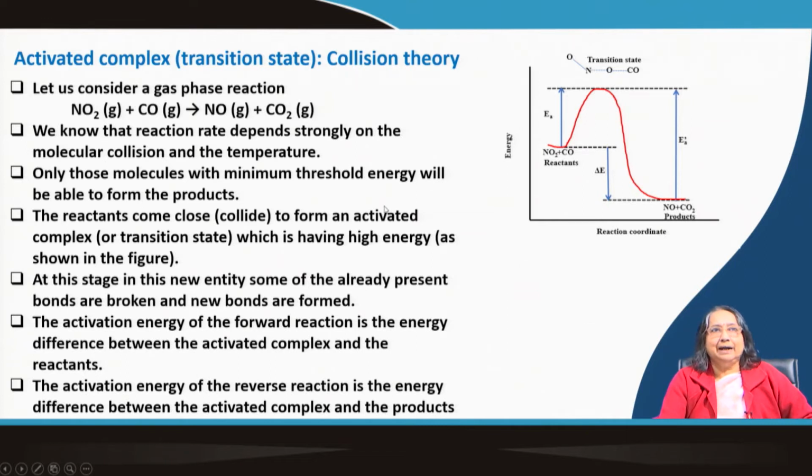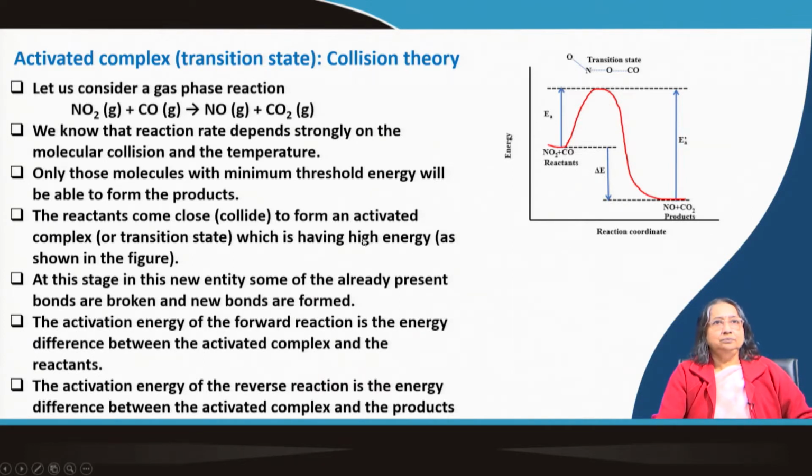Now, what is happening here? The reactants come close, meaning they collide to form an activated complex. They are colliding and crossing an uphill, that means they are crossing an energy state. This is the activated complex, also called the transition state, which has high energy as shown in the figure. From here to here you can see it is the ground state, these are the molecules, and then they have to have some energy, cross the energy barrier, and then come to the product.